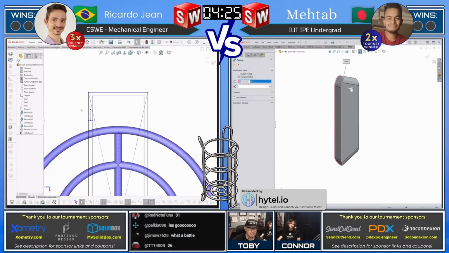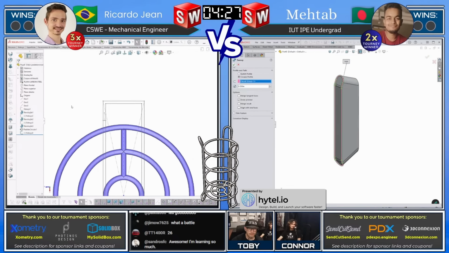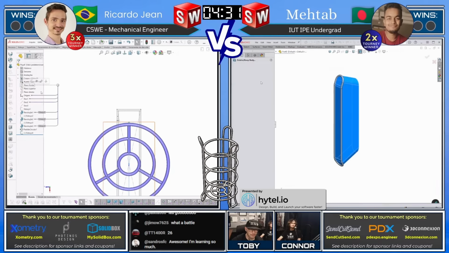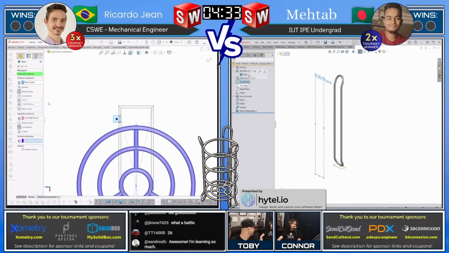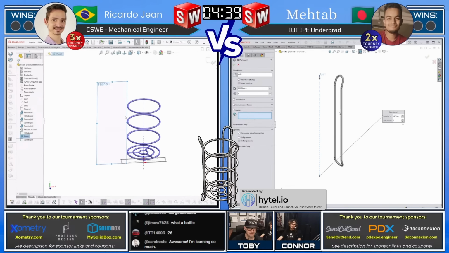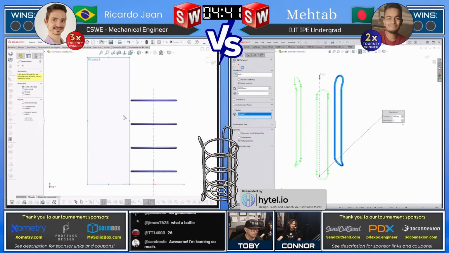He's opted to use a circular profile, and look at that. Look at Mehtab. Look at the mastery from Mehtab. Wow. Look at that complicated wire on a bend on a 3D sketch. And look at how clever the way he constructed that was. Well done, Mehtab. Very nice.